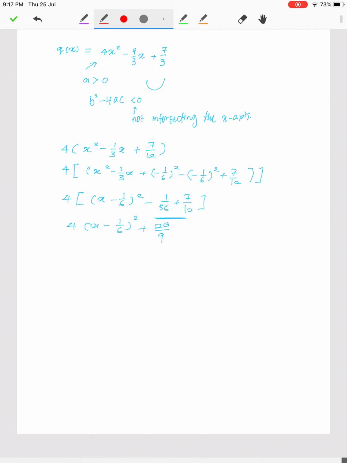Okay, so how do we use this? If you look at this term, technically this is q(x). If you look at this one, x minus 1 over 6 squared, when you square a number, no matter whether it is positive or negative, it is always going to be greater than or equal to 0 for all x.